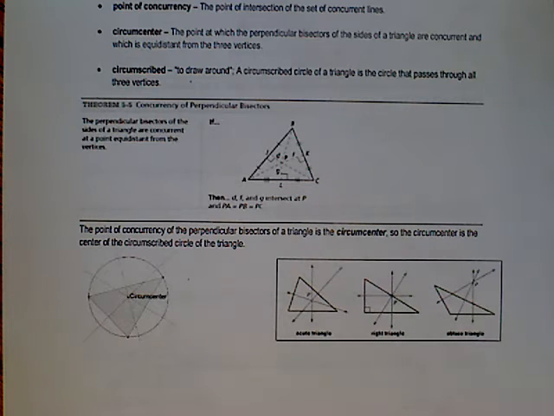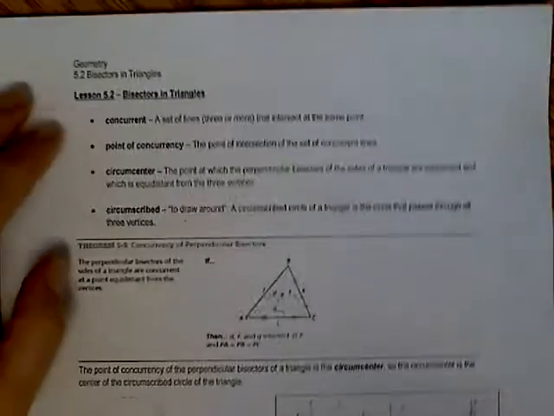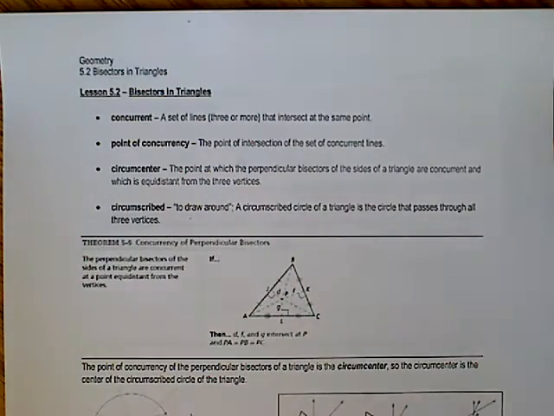Hi, so we are going to work on 5.2. This is bisectors in triangles. As far as this vocab is concerned, we're going to go through the vocab as we do the examples, and so you will be able to learn what the words are as we're working through it.